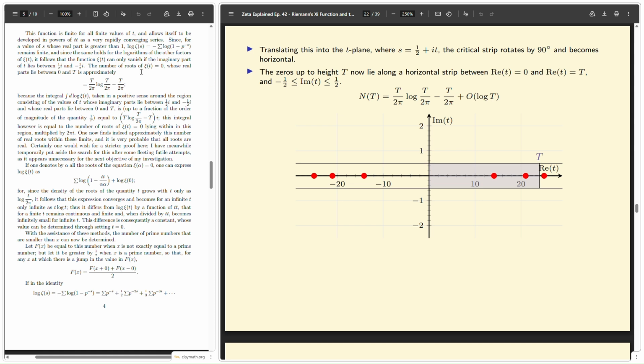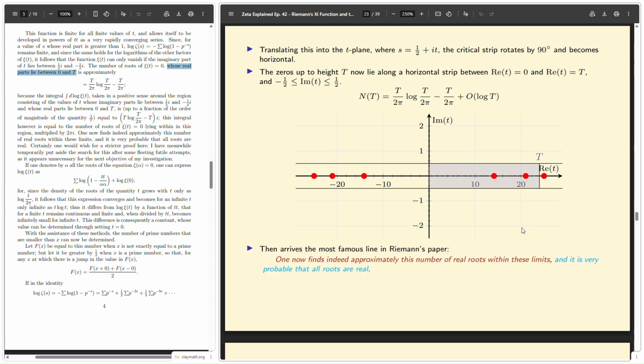And now, when Riemann states the Riemann-von Mangoldt equation, the strip here gets converted to a horizontal strip. So the zeros up to height T now lie along a horizontal strip between real part of t equals 0 and real part of t equals big T. And that's what he's saying here: the number of roots whose real parts lie between 0 and T is approximately this same formula.